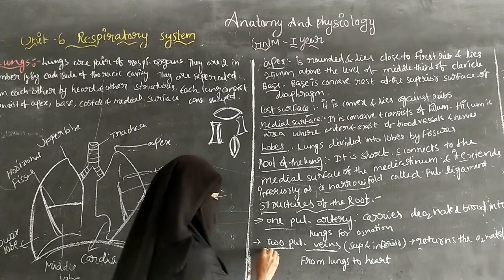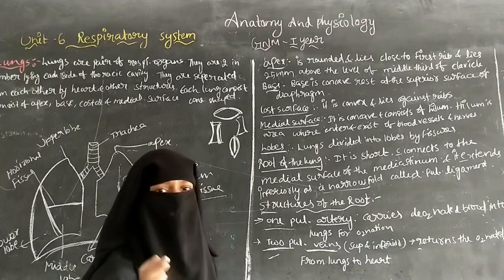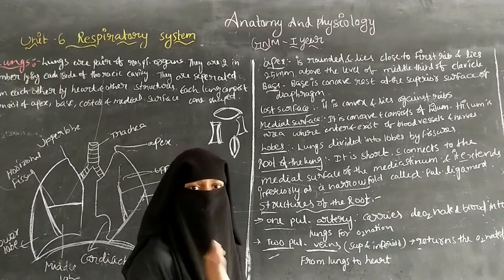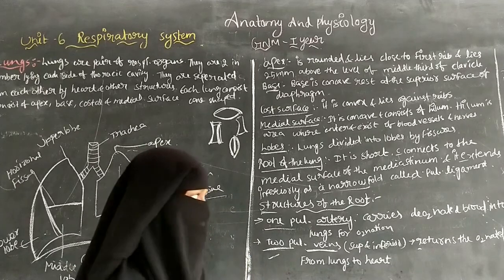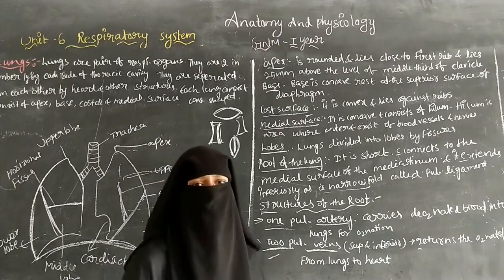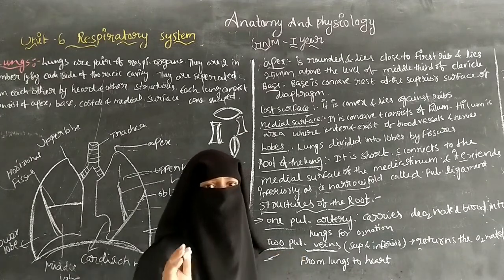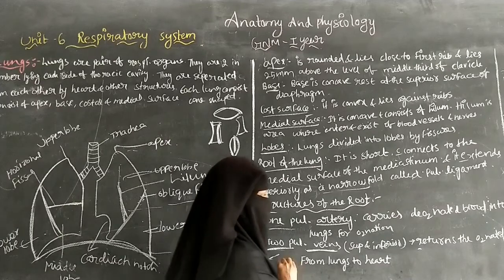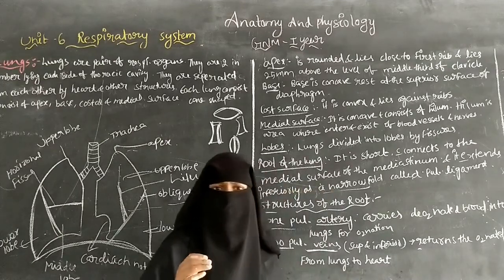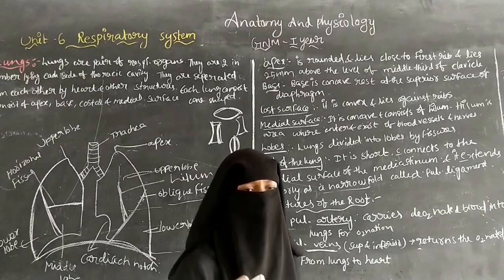So there is one pulmonary artery and two pulmonary veins. One pulmonary artery helps bring the deoxygenated blood to the lungs for oxygenation, and the two pulmonary veins, the superior and the inferior veins, help return the oxygenated blood from the lungs to the heart.